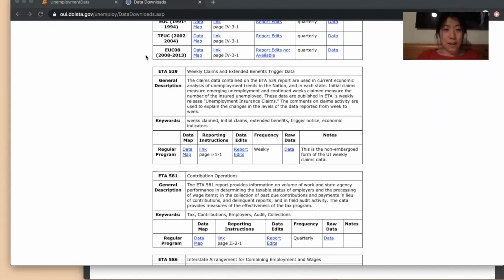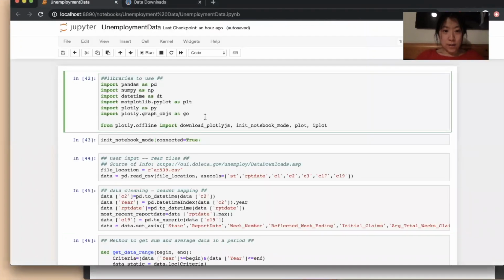So how do we analyze this? We have a Python model here, and I can quickly go through the functions we use here. So first we import some packages. The first three are for data analysis, and then the remaining ones are for data visualization.